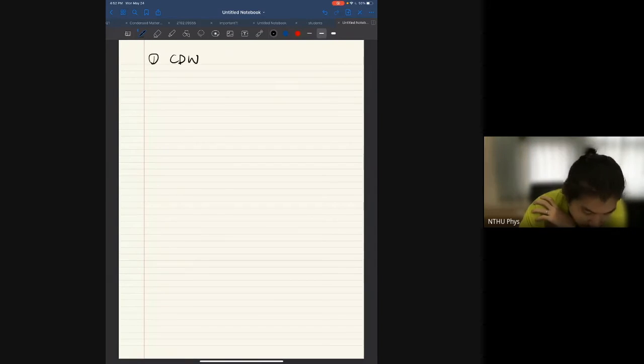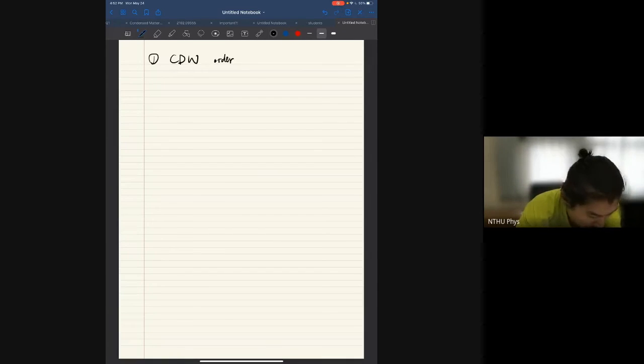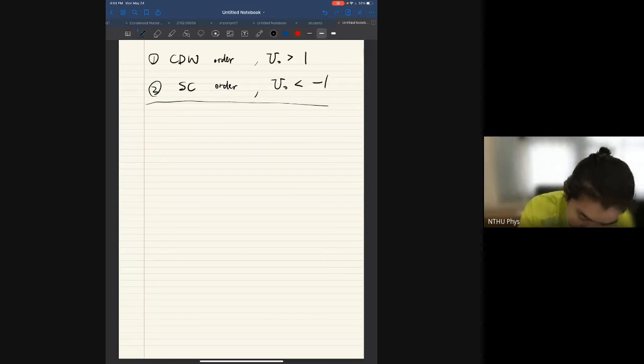So we know there are two ways to gap the system. One is when we form a CDW order, where we break the translation invariance due to the interaction, and this happens when the interaction is greater than 1. And second is we develop the superconducting order parameter, where of course we need attractive interaction, which corresponds to the nearest-neighbor Hubbard model, U0 less than -1. Okay, so these two can gap the system.